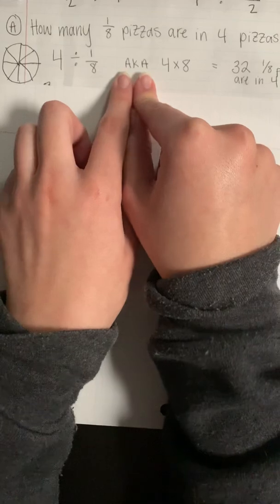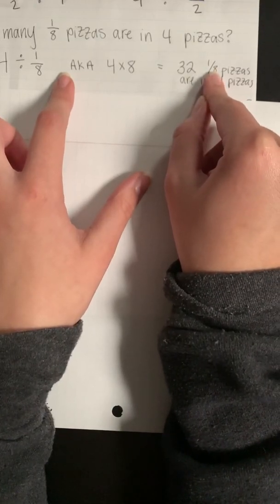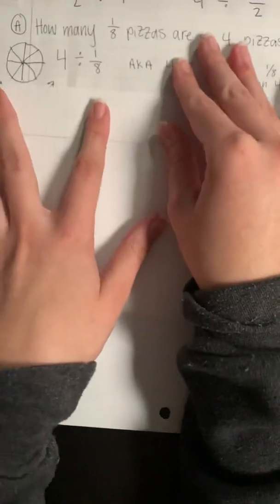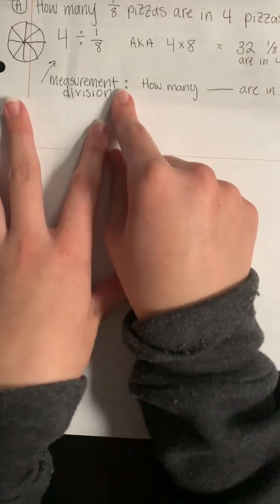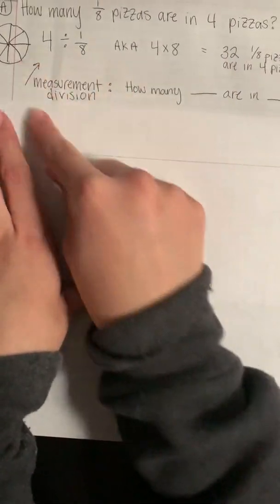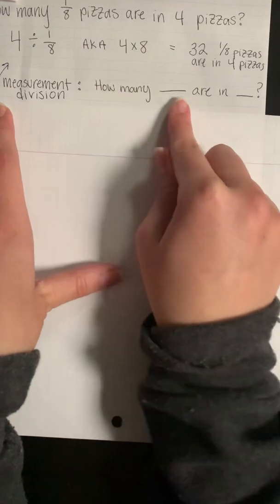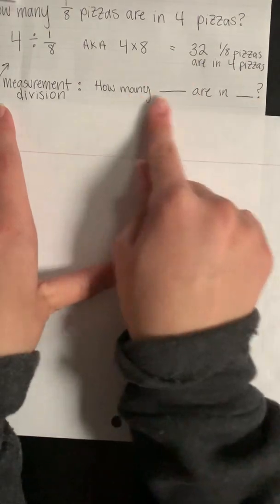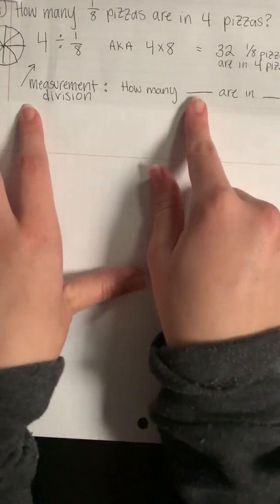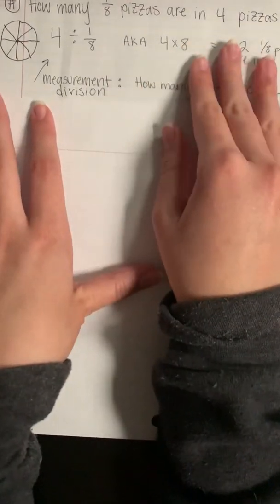We can also write this, from keep, change, flip as 4 times 8. So we would have 32 pizzas with 1/8 size slices. If we had 4 pizzas, there would be 32 of those slices. This kind of problem is called a measurement division problem. And the thing about measurement division problems is that they make us think in this format. How many blank are in blank? So when you see a problem that makes you think in this sentence structure, how many 1/8 slices of pizza are in 4 pizzas? It's called a measurement division problem.